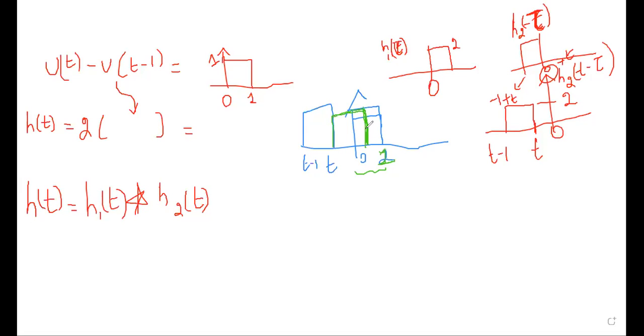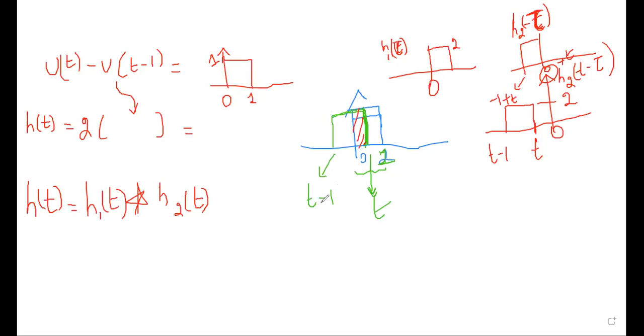When the signal is occupying here, can you tell me what is the edge which I am showing here? What is the edge I will mark here? T. Okay, very good. So this edge is T, and this edge is T minus 1. Now we will see the overlapping position.